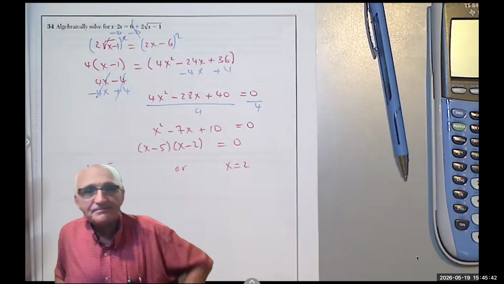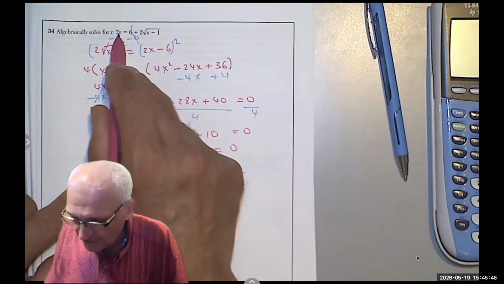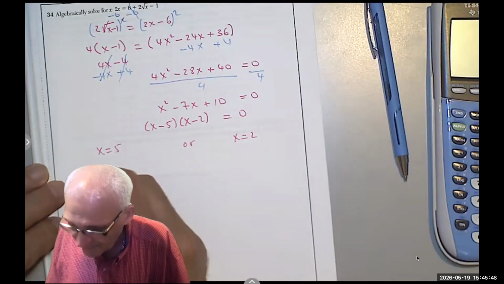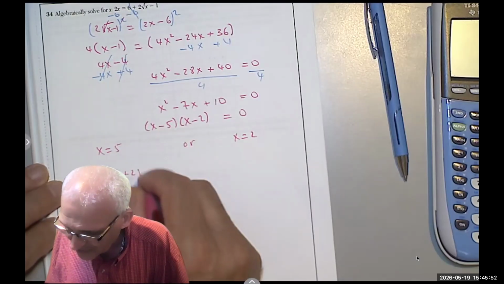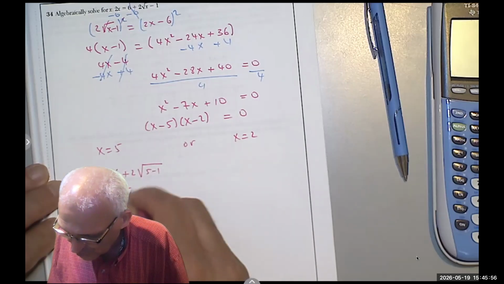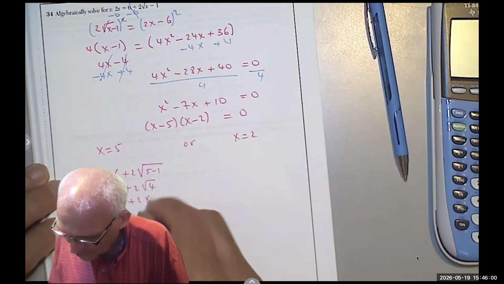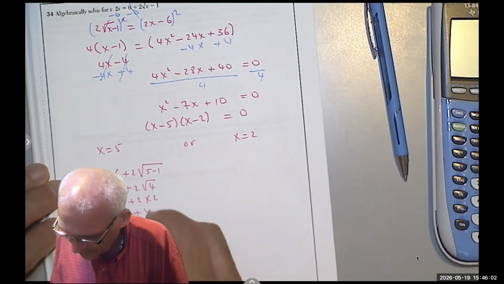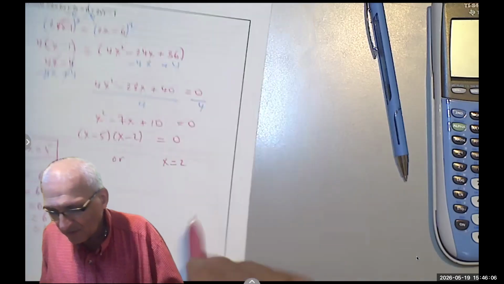Now you go back. If I say x is 5, the left-hand side would be 10. The right-hand side would be 6 plus 2 times the square root of 5 minus 1, which is 6 plus 2 times the square root of 4. It's 6 plus 2 times 2. It's 6 plus 4. It's 10. Yes. Now, how about the 2?